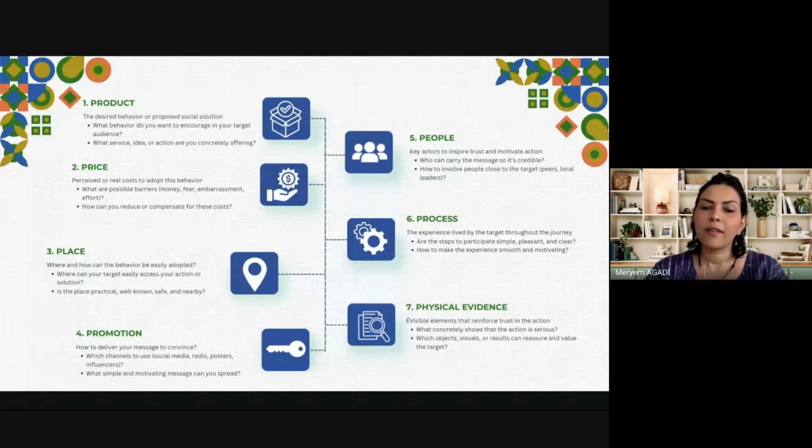The last part, the seventh P, is the physical evidence. And here we need visible elements that reinforce trust in the action. And we need here to answer two other questions. What concretely shows that the action is serious? And which object or visuals or results can reassure and value the target? And here we will come back to the evaluation, to auditing and measuring our impact.